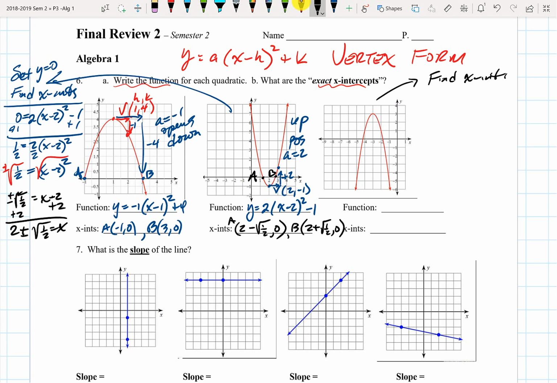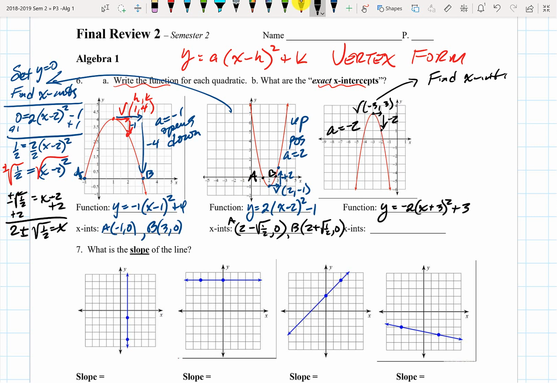Actually, let's find the function first because we can't do that. So here we go, vertex (-3, 3), and a is -2. Now I go right 1, down 2. So a is -2 because it opens down. So this function is y = -2(x + 3)^2 + 3.